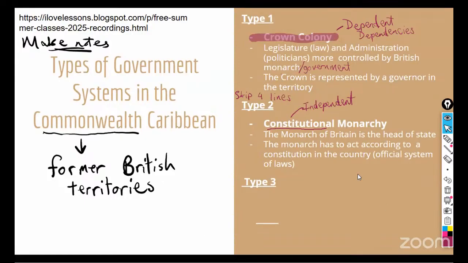Can a government, this is a good question, can a government be a constitutional monarchy and also a crown colony? No. It has to be one or the other, or the third thing. It can't be the two things at the same time.